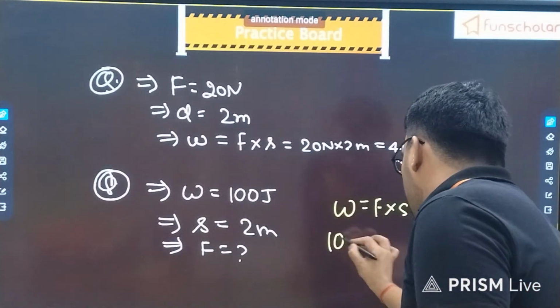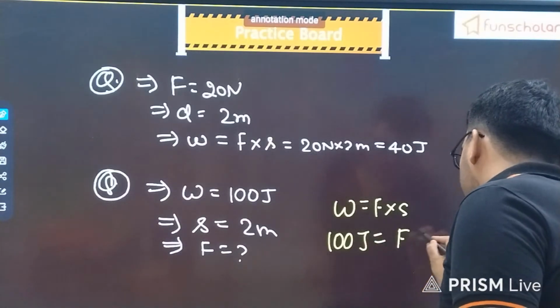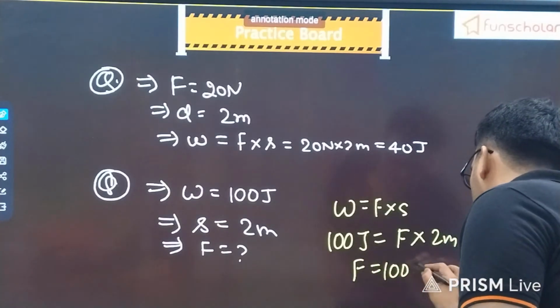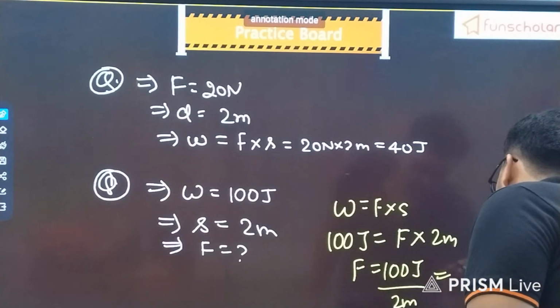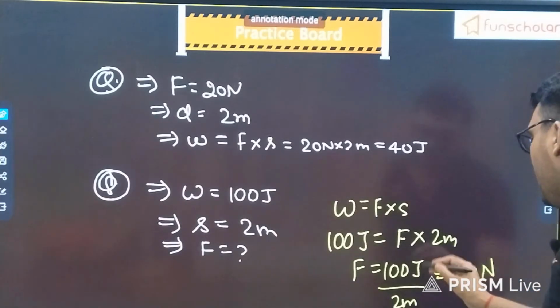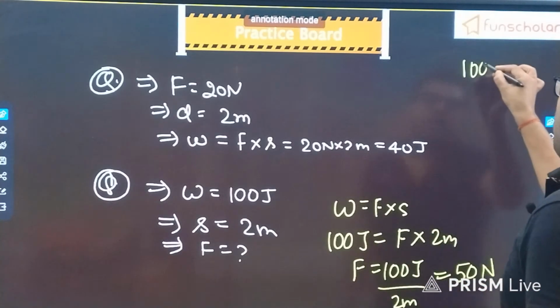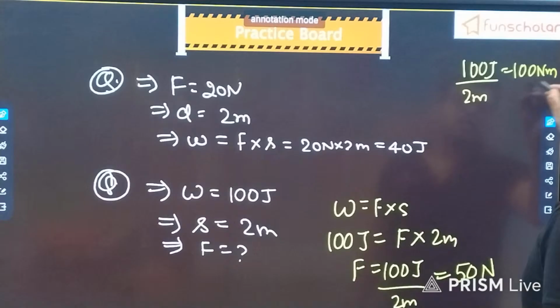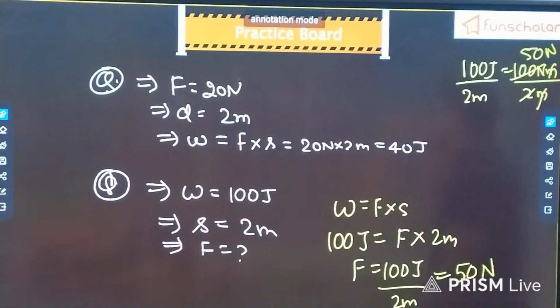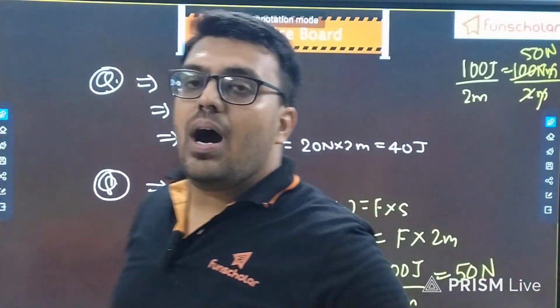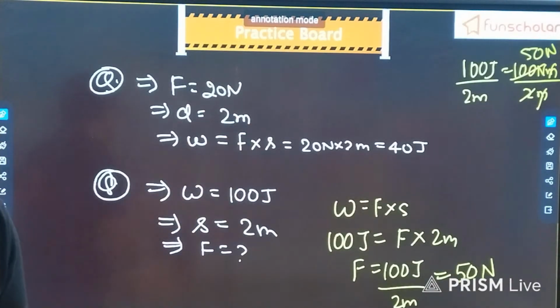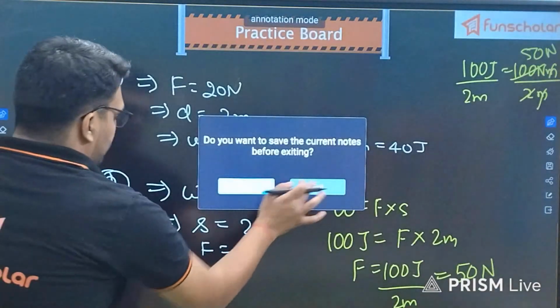So here we have been given 100 joule is equal to force, that we need to find out, times 2 meter. Force will be equal to 100 joule divided by 2 meter, that is going to be 50 Newton. Why? Because if you want to understand this, 100 joule by 2 meter could be written as 100 Newton meter divided by 2 meter. Meter got cancelled, we got 50. So you don't even need to bother how Newton came, it is very obvious. So these are the 2 categories, very simple ones. Okay, now let me give you another question.